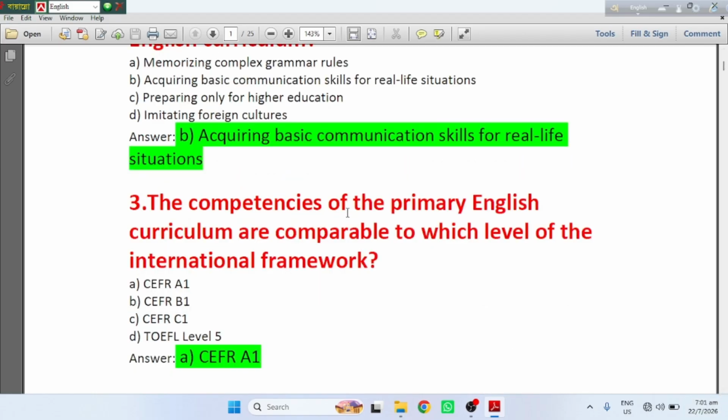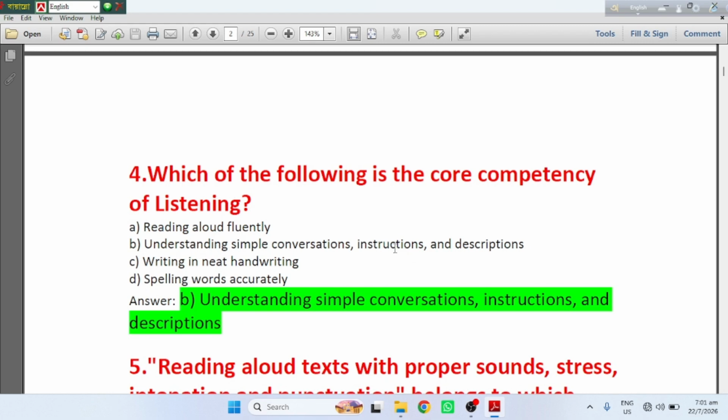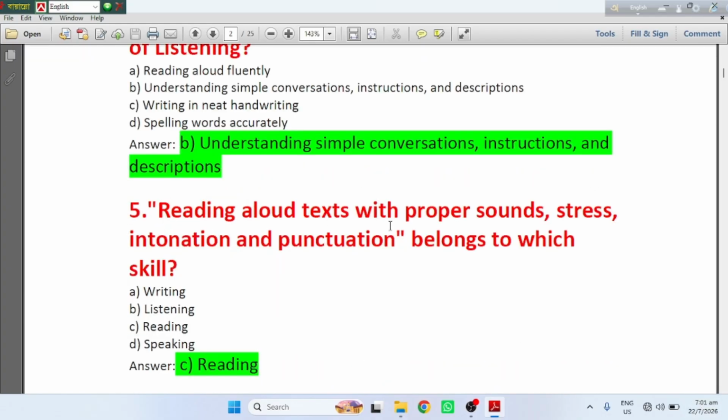3. The competencies of primary English curriculum are comparable to which level of the international framework? CEFR A1. 4. For which of the following is the core competency of listening, understanding simple conversation, instructions, and descriptions? 5. Reading aloud text with proper sound, stress, intonation, and punctuation belongs to which skill?